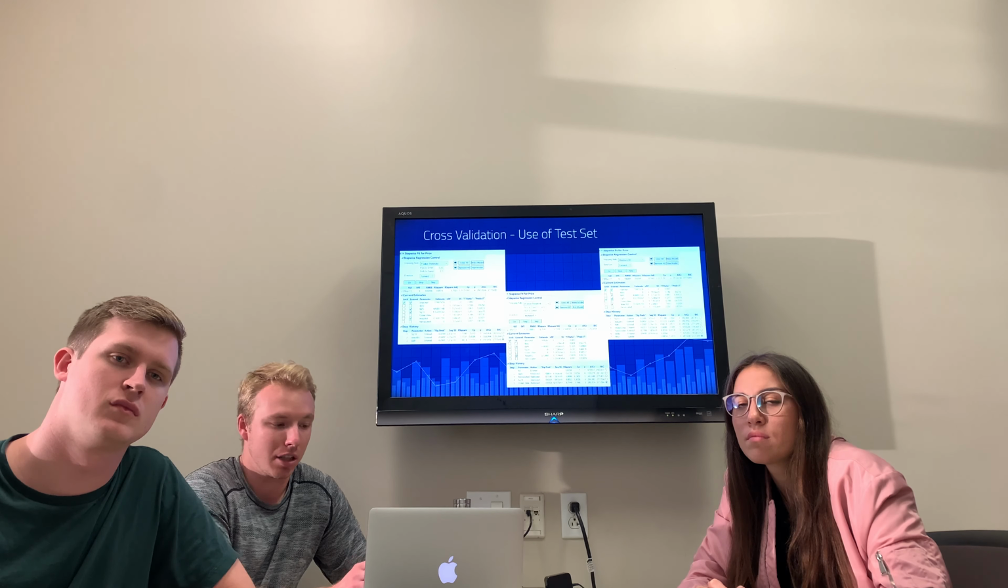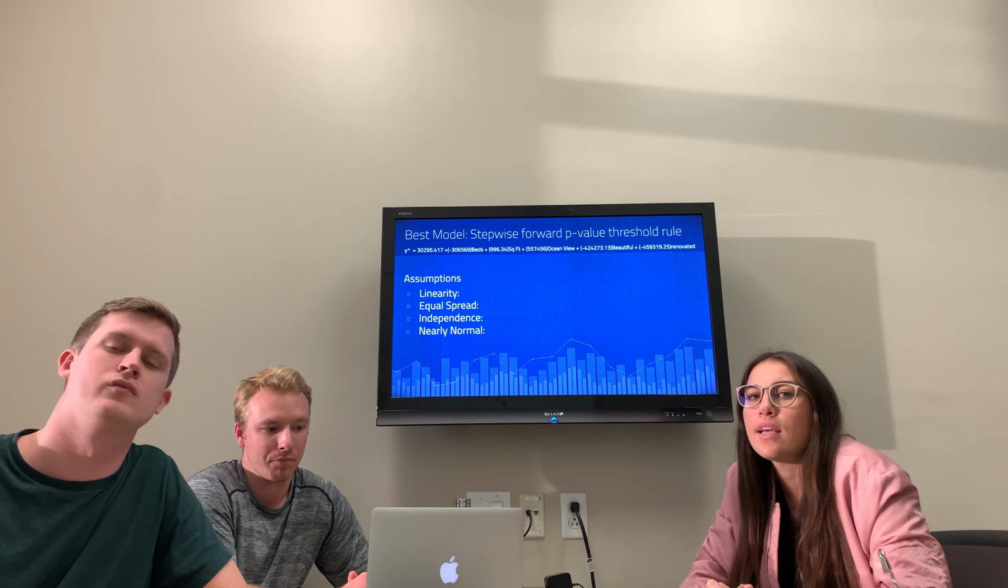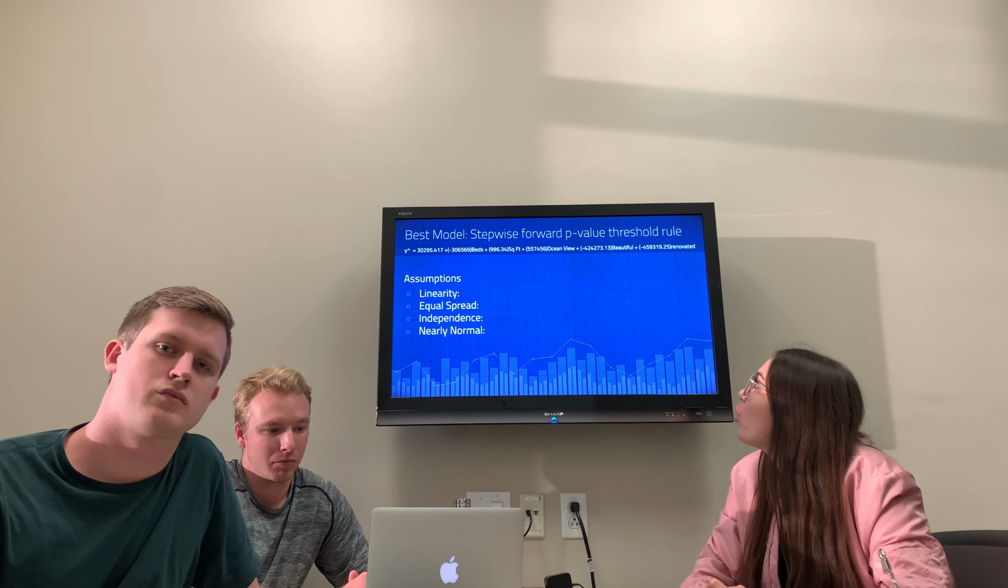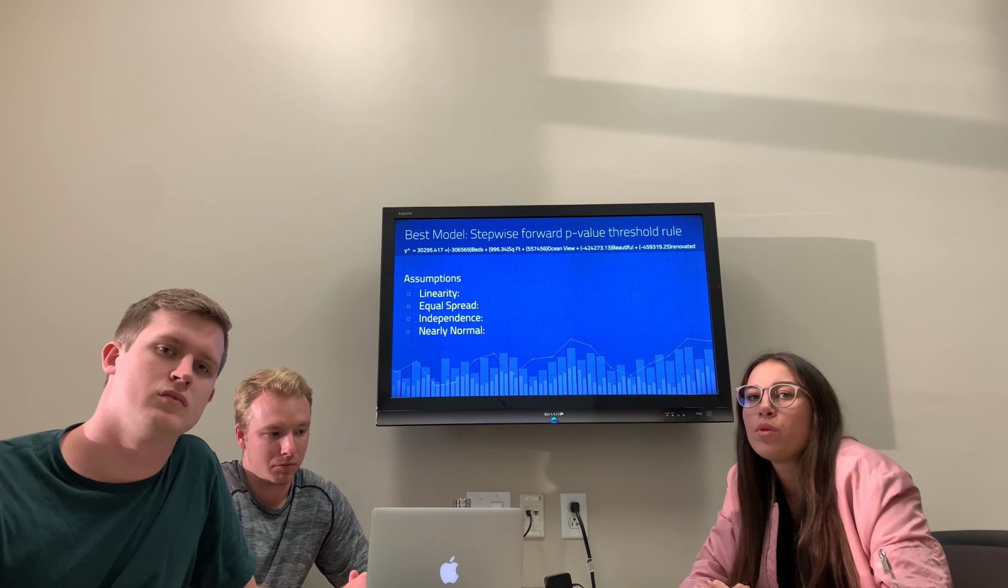So with that, we decided to conclude that our best model was a stepwise forward, with the stopping rule being the p-value threshold. This equation up here represents the variables in the best fit model. So it included the bed, square foot, ocean view, beautiful, and renovated.